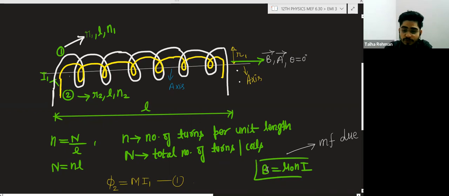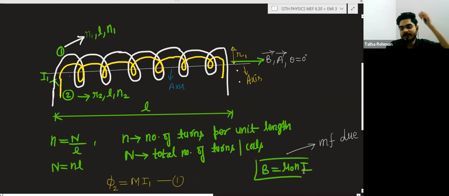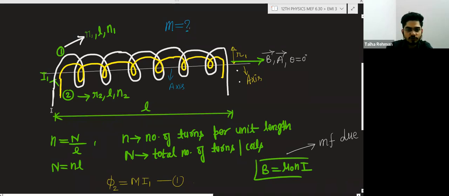And I have told you that in a solenoid the magnetic field is given by mu naught n i. Mu naught is the absolute permeability, n is the number of turns per unit length, and I is the current in the solenoid. So first we will see this. Basically what we want to calculate is this coefficient of mutual induction. Our purpose is this.